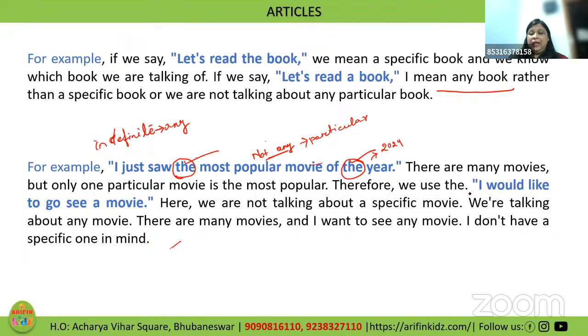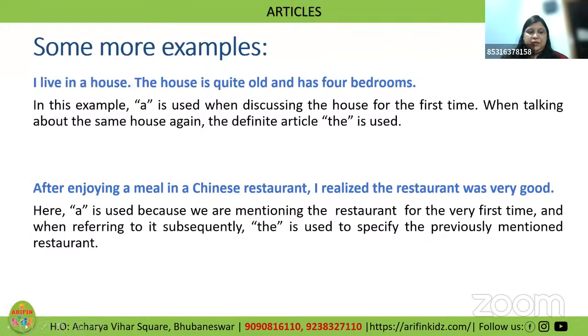But if I say that I would like to go see a movie, here I mean just any movie. Okay. So there are many movies and I want to see any movie. Any movie will do, right? I don't have a specific one in my mind. So definite means specific or particular. Indefinite means something we are not very sure of, or we are talking about it in general.